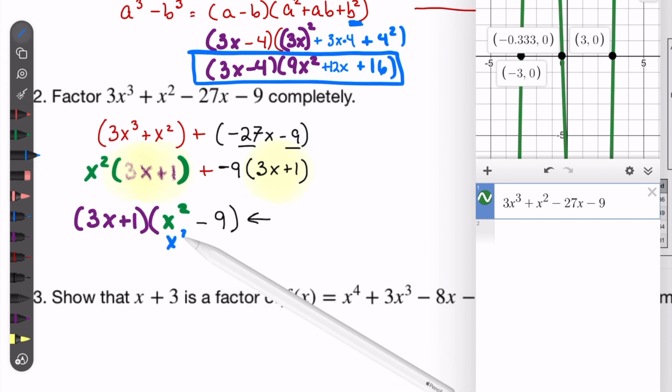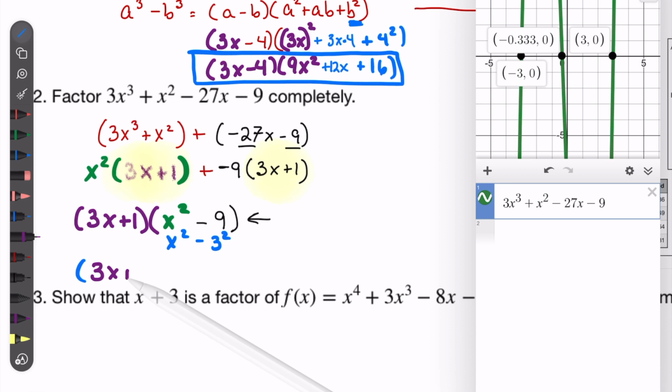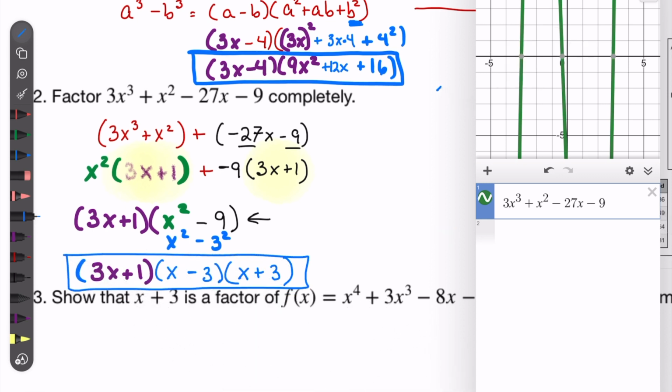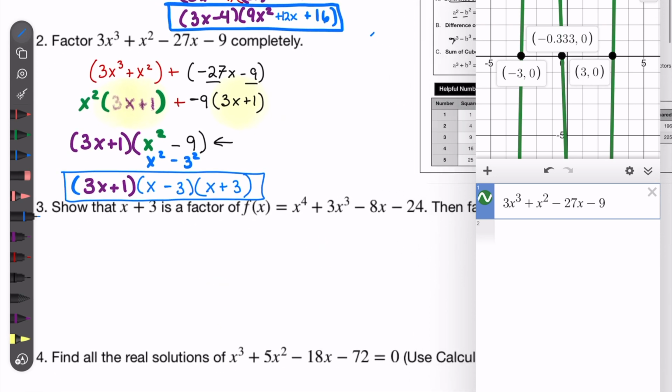This is a difference of two squares. And that's on our formula sheet as well. So our final answer is the 3x plus 1. And for the difference of squares, you just square root the x squared and square root that 3 squared, just x minus 3 times x plus 3. And there's our complete factorization, and now it gives me all those solutions that I see up here on the graph. It's number 2.